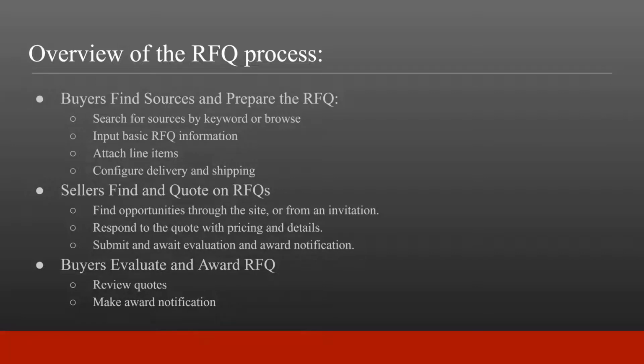So as a seller, you would come in and you can either look at the list of opportunities that have been posted, or perhaps you got an email notification. Either way, you arrive in eBuy, you open the RFQ, you respond to the quote by putting in your pricing, either at the line item level or overall. You can attach files, you can attach any documentation that you might want, and then you submit the quote and wait for the buyer to evaluate. When the RFQ is closed, the buyers will go through, finish their evaluations, and make an award notification. So that's, in general, the overview of the RFQ process.